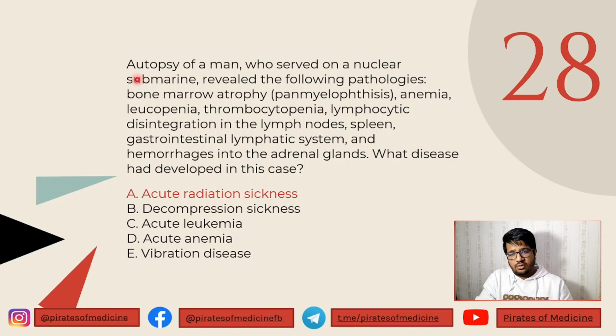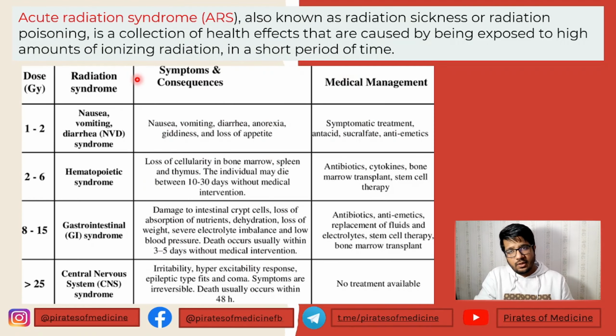So radiation over a short period of time leads to acute radiation syndrome. Acute radiation syndrome is just the radiation sickness, which is due to being exposed to high amounts of radiation over a short period of time. And the amount of dose in gray can tell you how much damage has been done to the body. So, for example, if the ionizing radiation dose that the person has taken is from 1 to 2, then the classical symptoms seen are nausea, vomiting, and diarrhea.